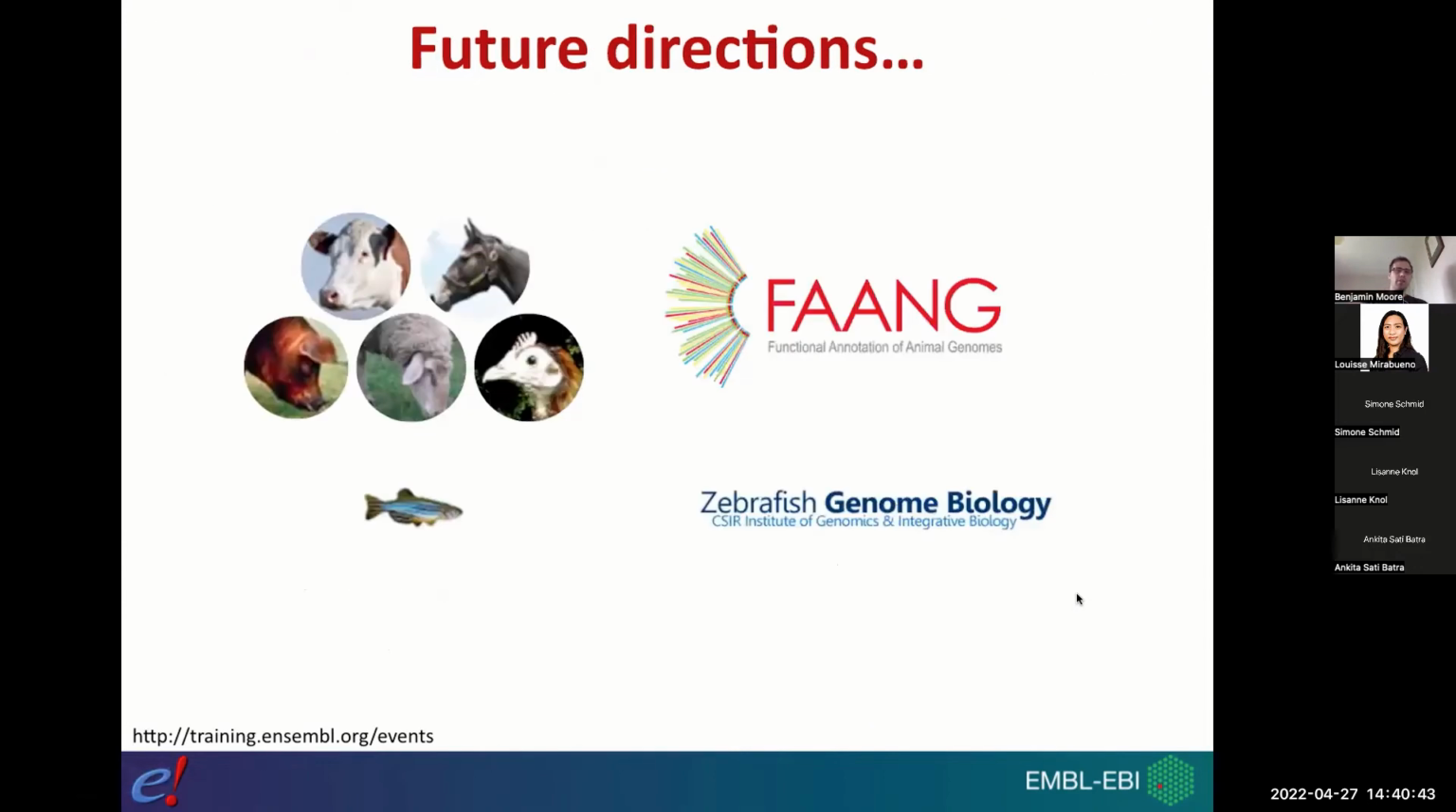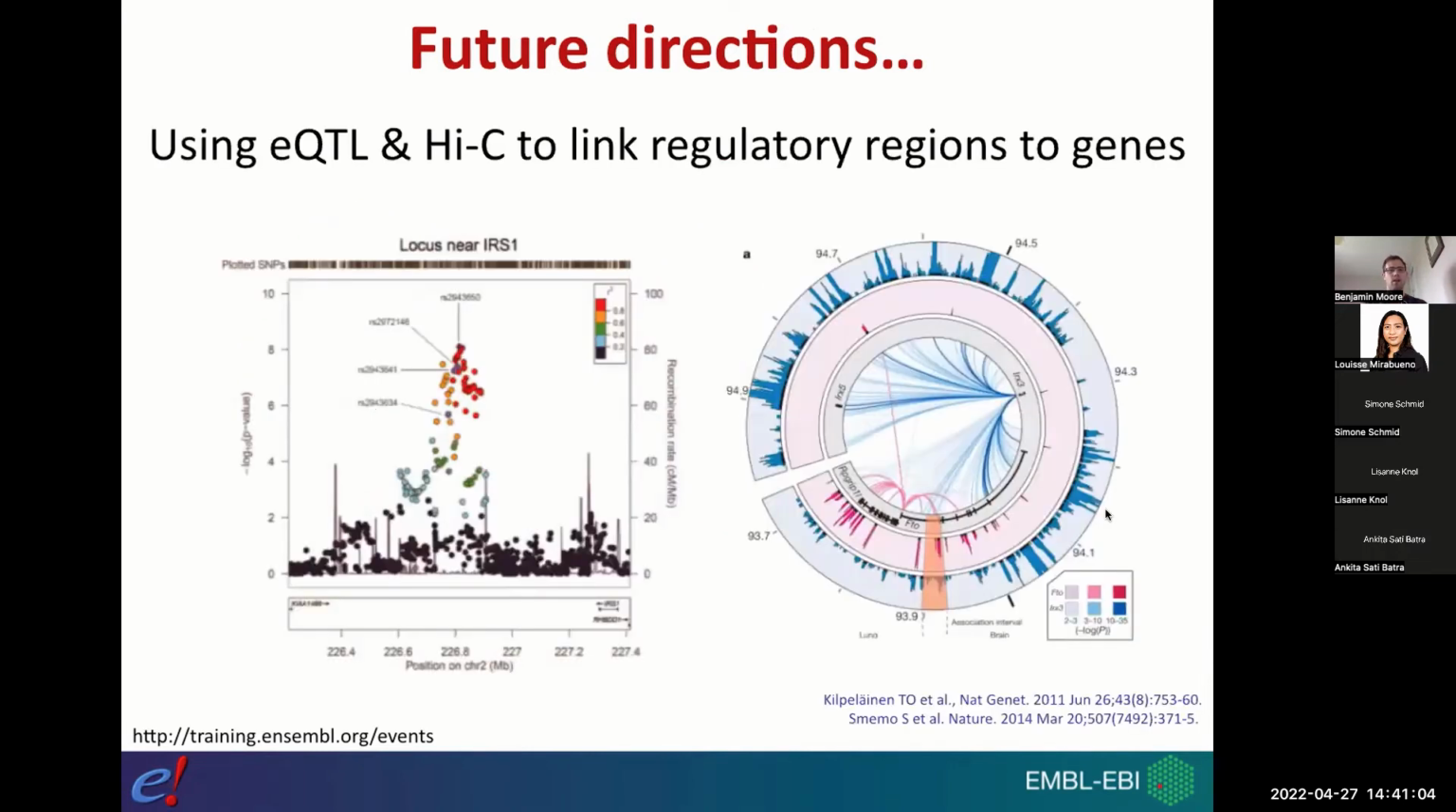As I mentioned, in the future, two of our main projects is firstly to apply this technology and this regulatory build to other species. So we're hoping to incorporate this for agricultural species from the FANG project, and then also to zebrafish from the Aquafang project. And then also we're hoping to use EQTL data and Hi-C data to be able to link regulatory features to genes.